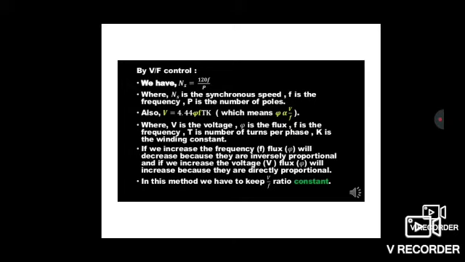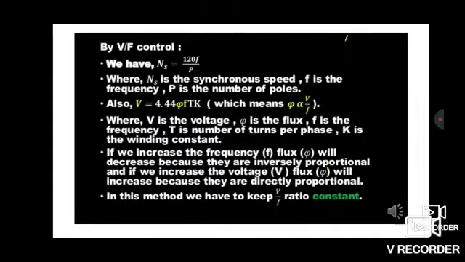Then the next method is V by F control. We have Ns equal to 120 F by P, where Ns is the synchronous speed, F is the frequency, P is the number of poles. Also V equal to 4.44 phi F T K, which means phi is proportional to V by F, where V is the voltage, phi is the flux, F is the frequency, T is the number of turns per phase, K is the winding constant.